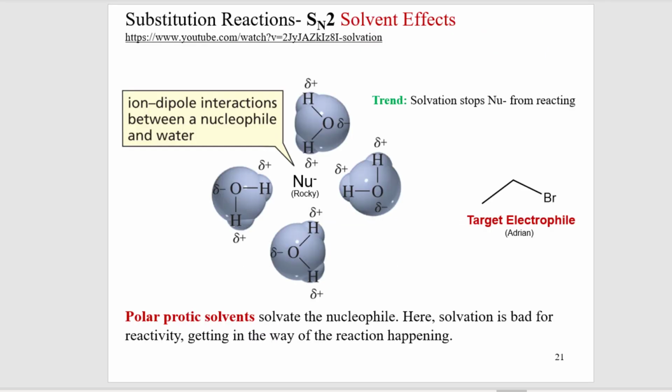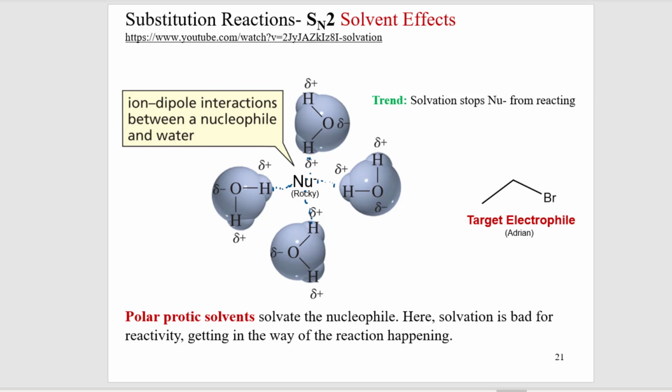If I were to use a polar protic solvent, here's the problem. The nucleophile is very strong, negative. If I used a very strong polar protic solvent like water, those hydrogens, they're like the paparazzi or like the media, right? They just clamor, they're attracted. The partial positive hydrogens are just going to surround that nucleophile and ultimately get in the way of what it's trying to do. It's almost like it's distracting it from trying to find its target electrophile.